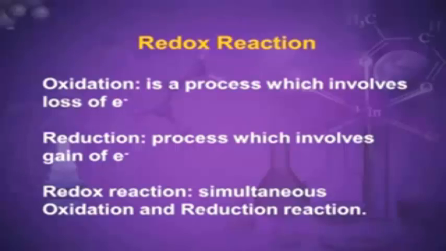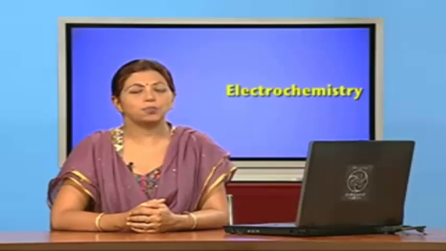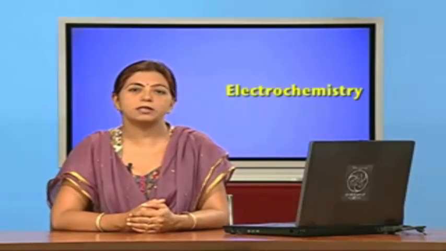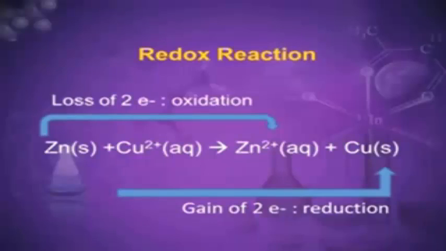We can define redox reactions as simultaneous oxidation and reduction reaction. Let me explain you taking a suitable example. Just see the slide. It is a redox reaction between zinc and copper. In the reactant side you can see that zinc is in the solid state and the copper is in the form of ions with the 2+ charge.